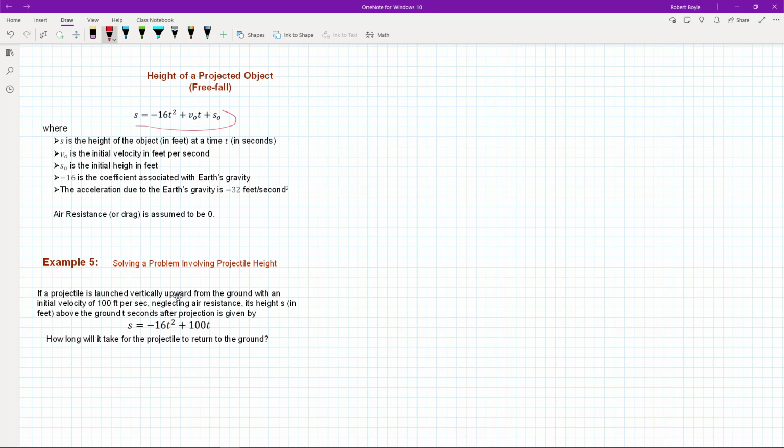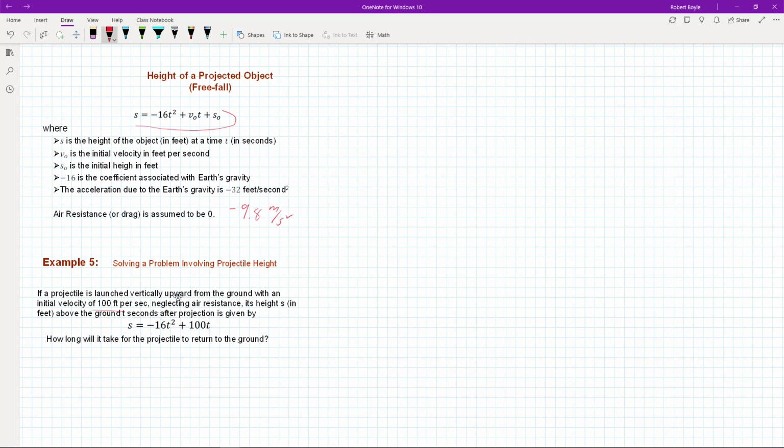And again, the negative 16 is associated with Earth's gravity, which in terms of SAE units is negative 32 feet per second squared. If you are from Europe, you're probably familiar with the negative 9.8 meters per second squared. Okay, and this right here is our problem associated with this. If a projectile is launched vertically upward from the ground with an initial velocity of 100 feet per second, neglecting air resistance, then the height of this object above the ground is governed by this equation.